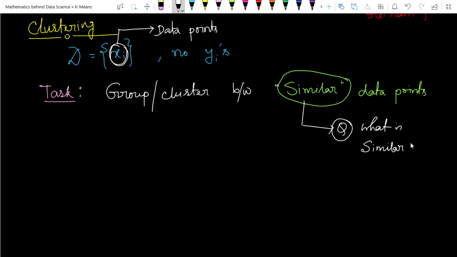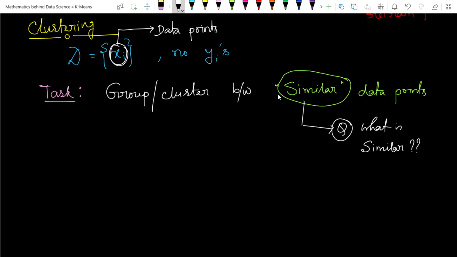What is similar? That comes into our mind. There are various kinds of similarity. Those are the definitions of similarity. It depends on our problem. What is your problem? What is your requirement? Based on our requirement, we will define this similarity.